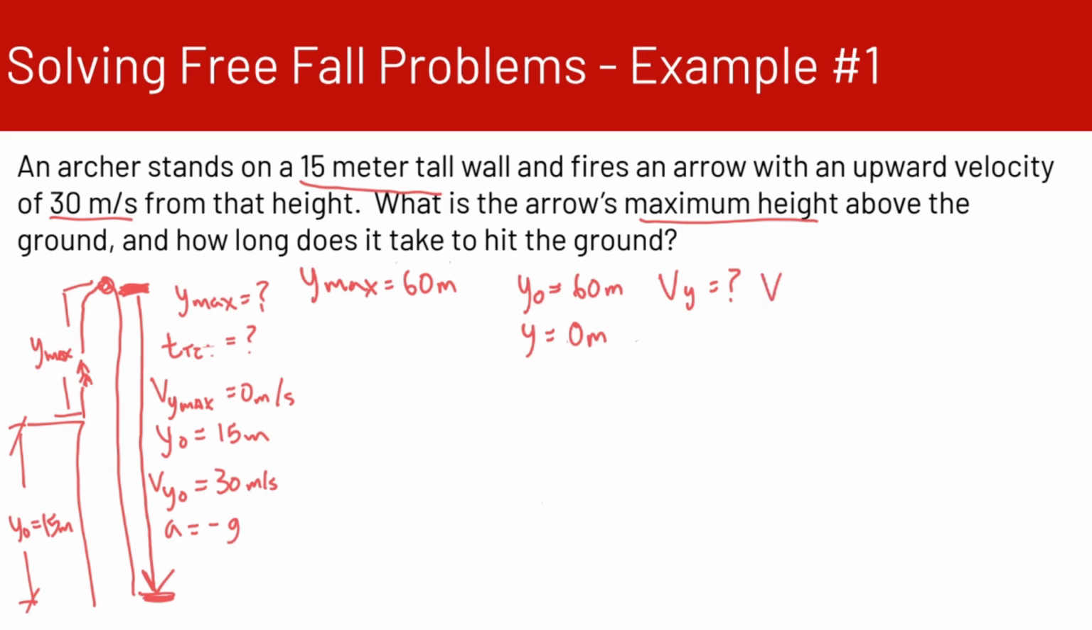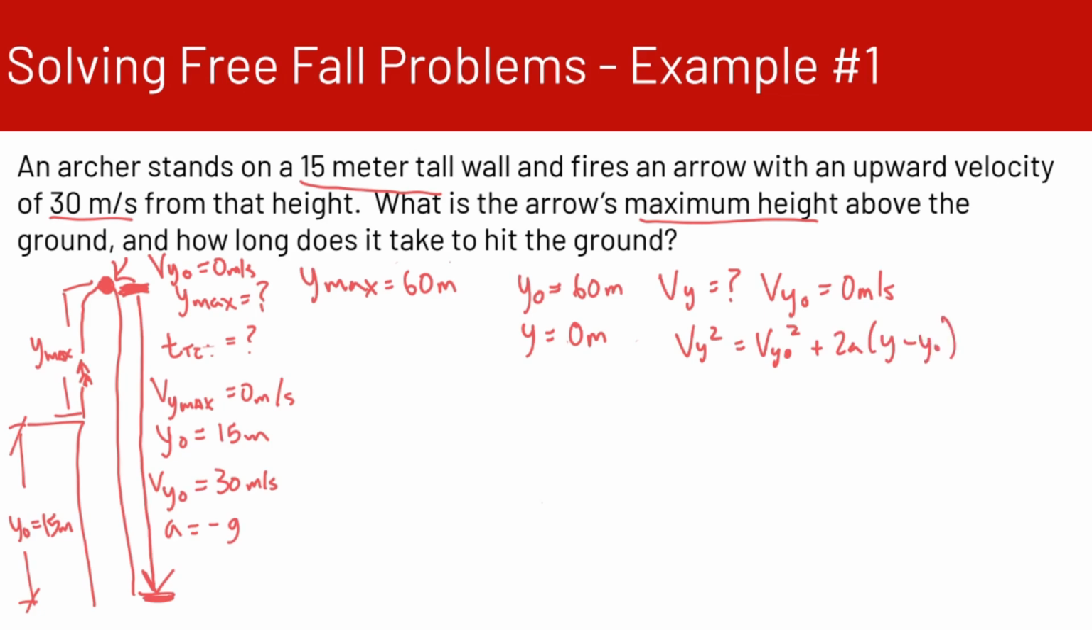Our initial velocity, Vy naught, is going to be 0 meters per second, because we're talking about the velocity at the maximum height. So the velocity at this point, this is Vy naught, so that's 0 meters per second. And we're going to use the same equation we used last time: Vy squared equals Vy naught squared plus 2a times y minus y naught.